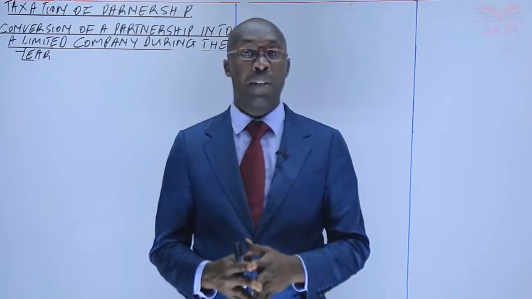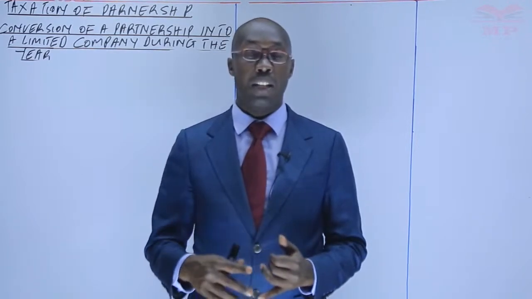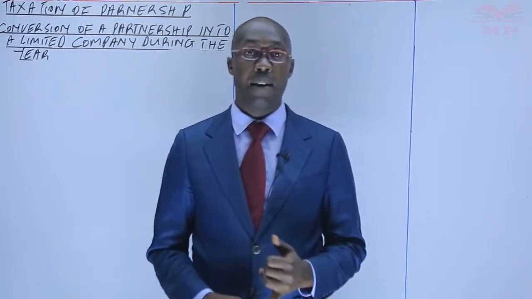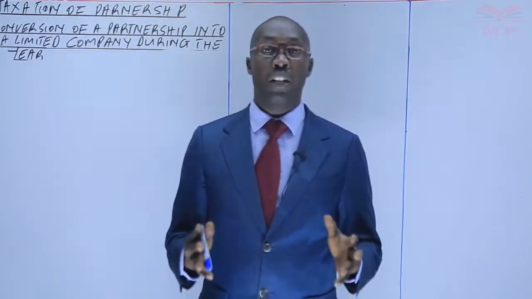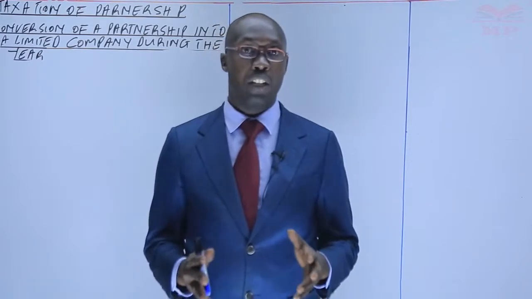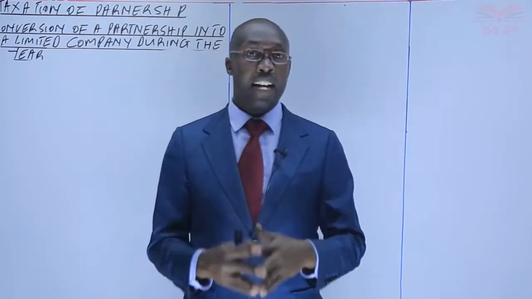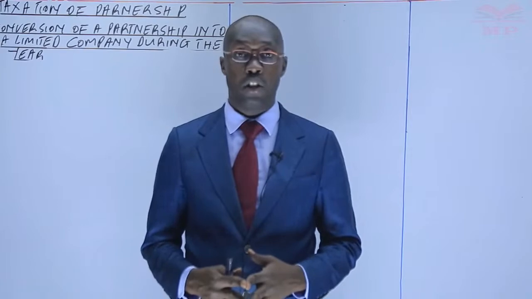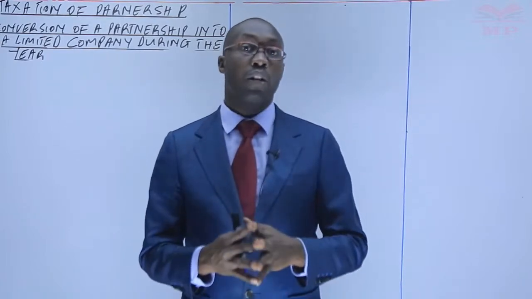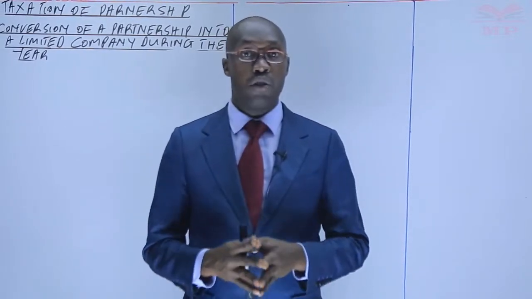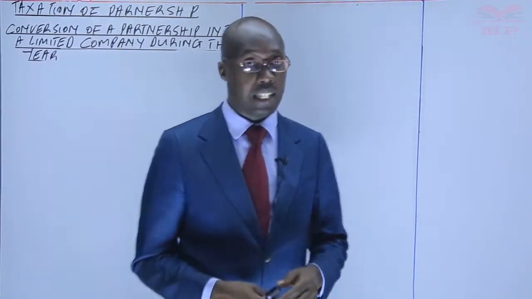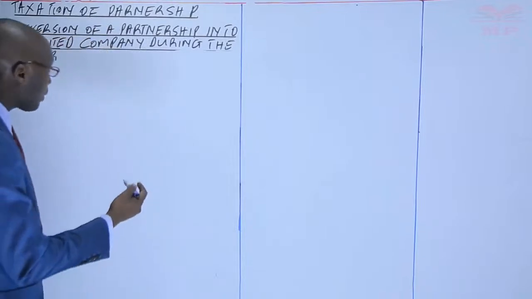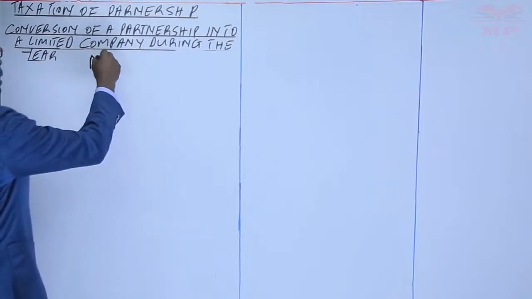Now, we have been able to look at the questions about the admission and retirement of a partner during the year, and also the conversion. But in the conversion, we were able to only look at one side of determining the taxable income. That is when you are required to use the net profit method. So how about in a case where you are required to use the gross profit method? How do you go about it? So I want us to look at a question concerning that. This question comes from November.